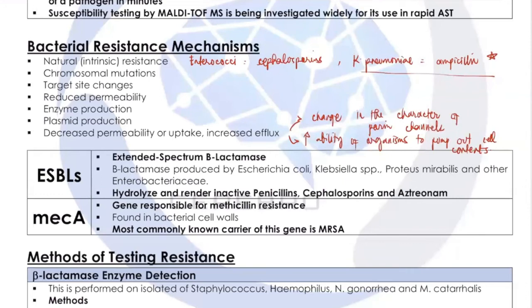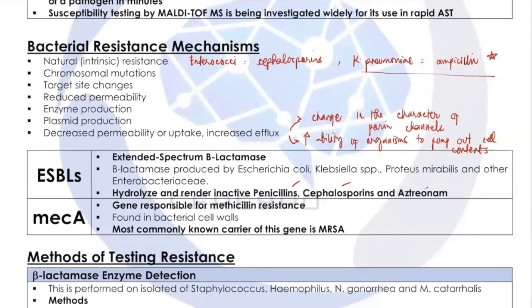Okay? So, I just would like to mention our ESBLs, tsaka yung MEC-A. Yung ESBLs, that means extended spectrum beta-lactamase. So, beta-lactamase is produced by certain organisms such as Escherichia coli, Klebsiella species, Proteus mirabilis, and other members of the Enterobacteriaceae. So itong beta-lactamase, it hydrolyzes and renders inactive penicillin, cephalosporins, and aztreonam. So that means if the organism is an ESBL, these are the antibiotics that must not be given to them kasi wala silang silbi, kumbaga.